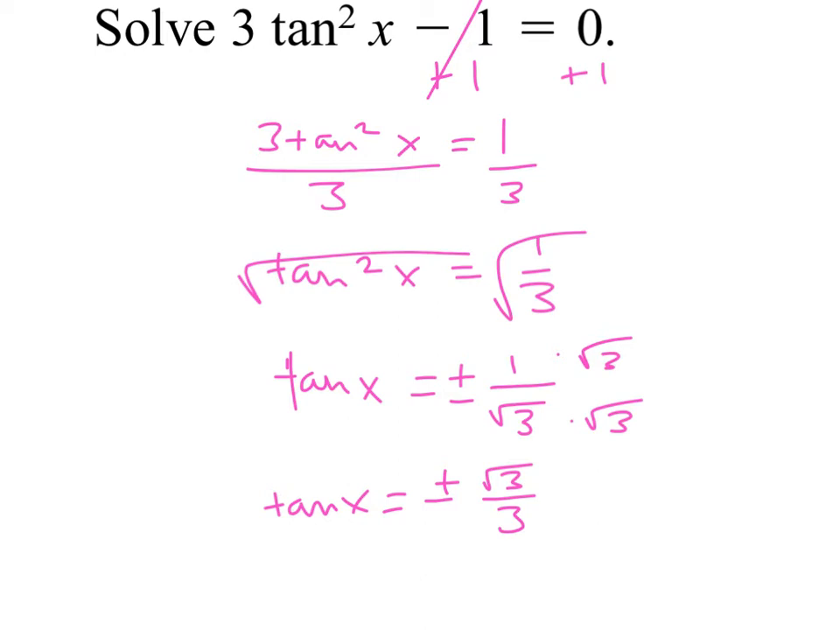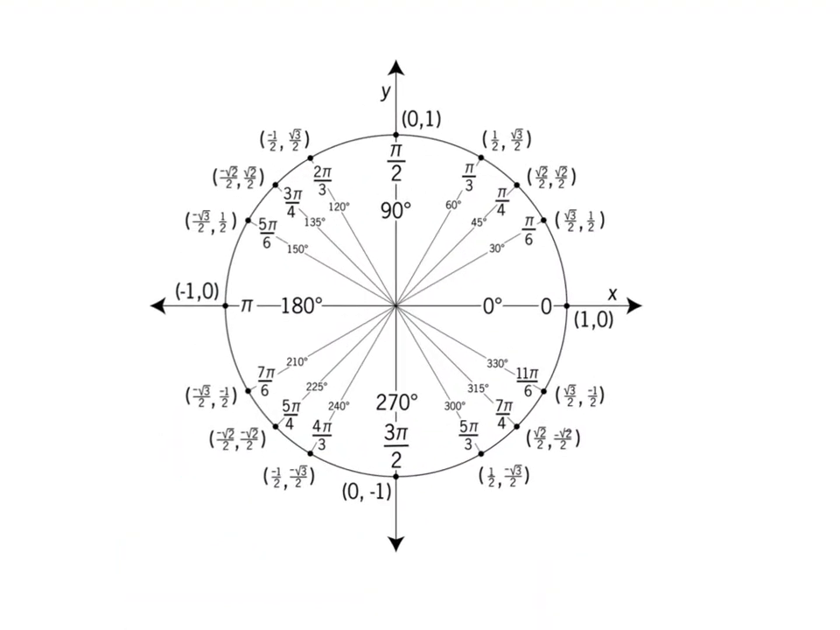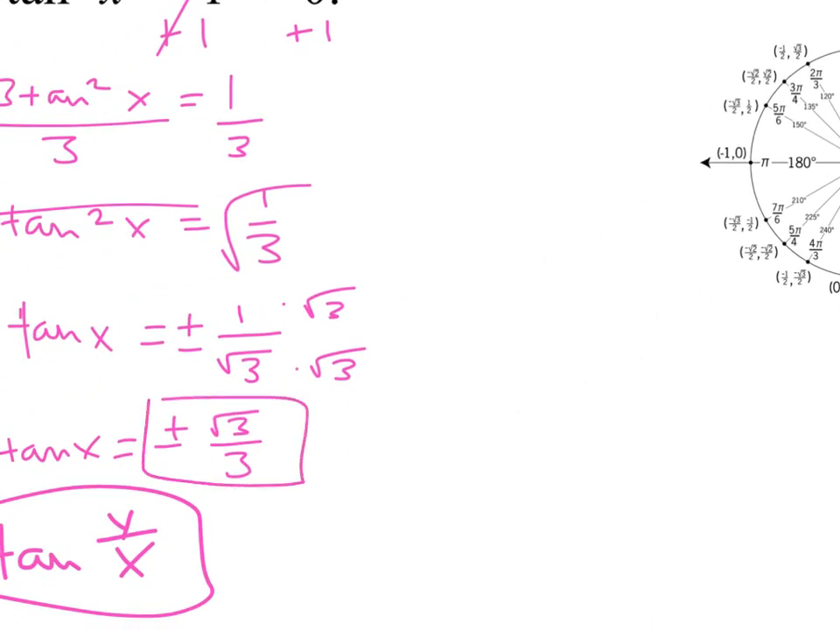Now tangent is the one that's a little bit trickier because we know sine is y, cosine is x. Tangent is what? Tangent is y over x. Yeah, so it's both x and y, or y over x. So we need to now take our x's and y's and put y over x and figure out which one is a positive square root 3 over 3 and a negative square root 3 over 3.